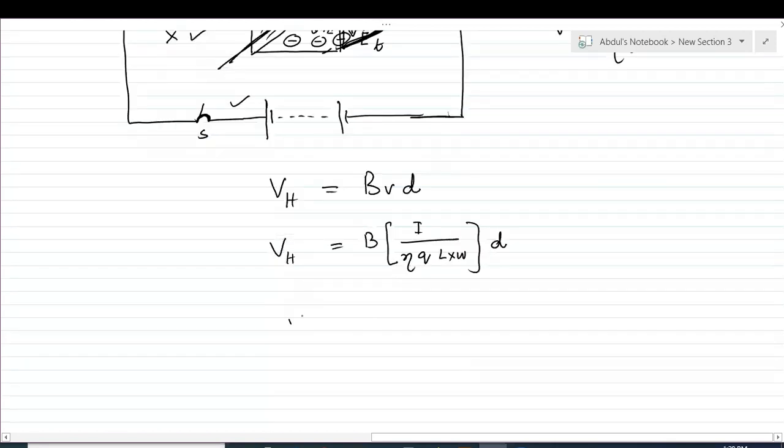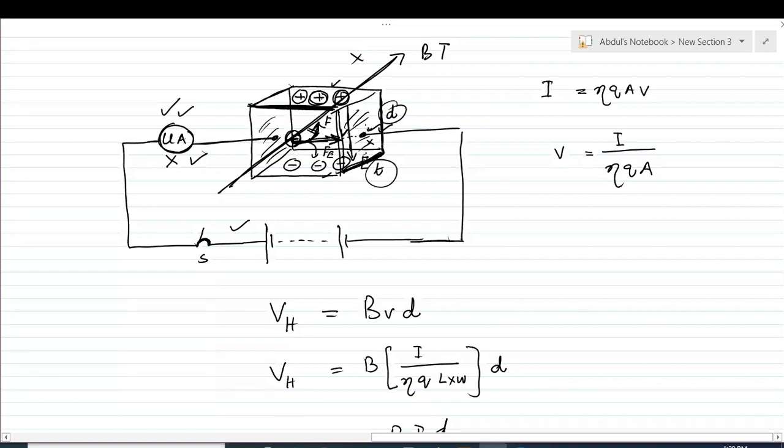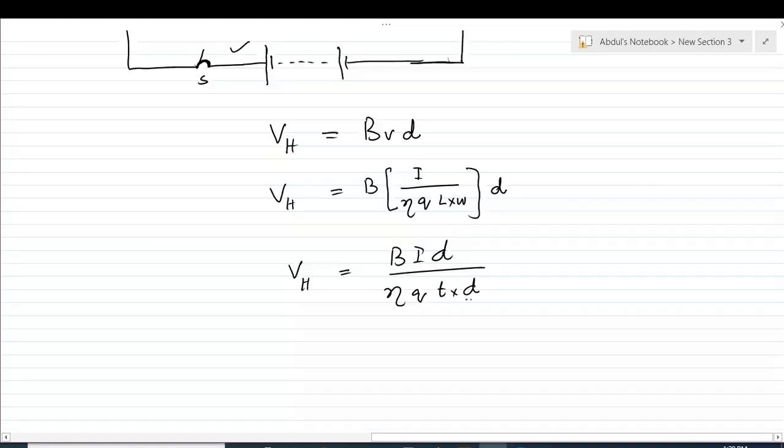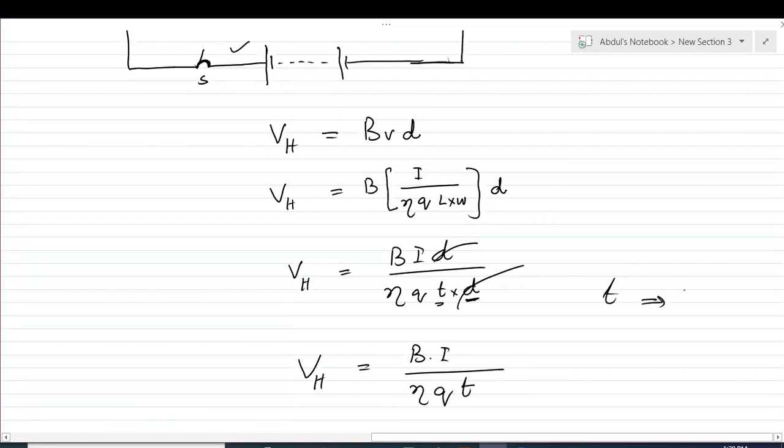So we can write V_H is equal to B I d over n Q t d, because the area is width times thickness, t into d. The d is the height, the distance between the two charges, positive and negative, and t is the thickness, not time. So this d is cancelled. So the Hall voltage now is B times I divided by number density, charge, into t, the thickness of the crystal, not the time.